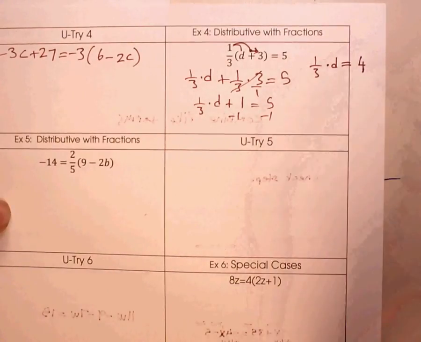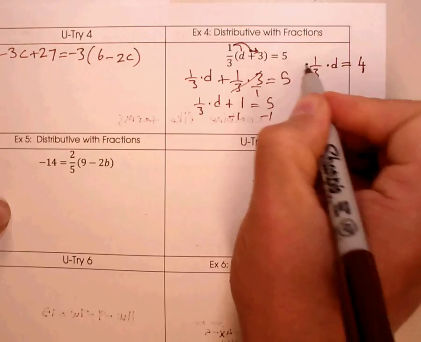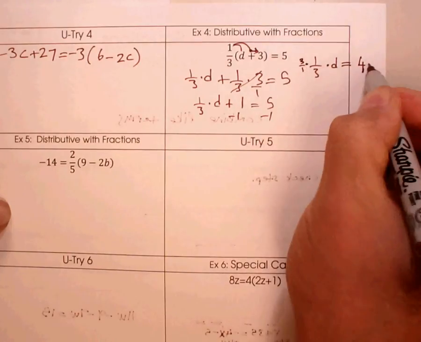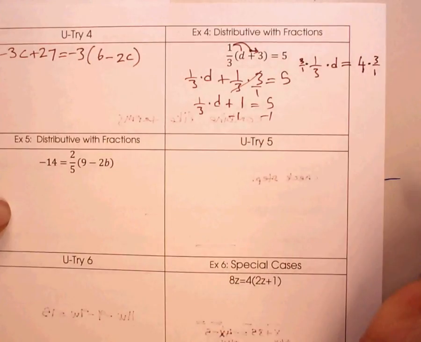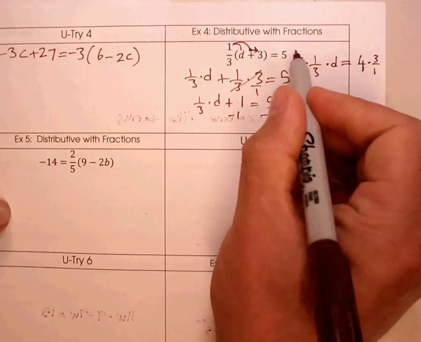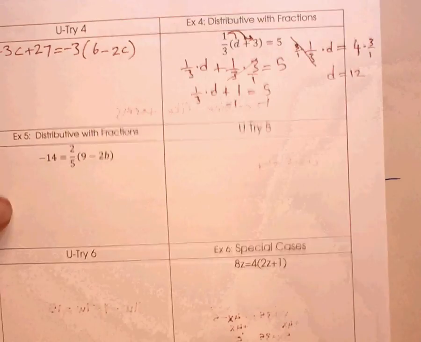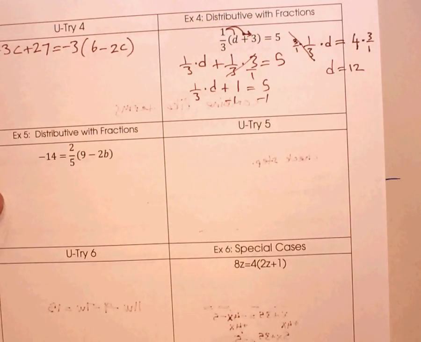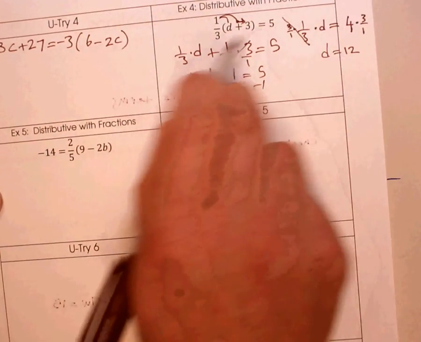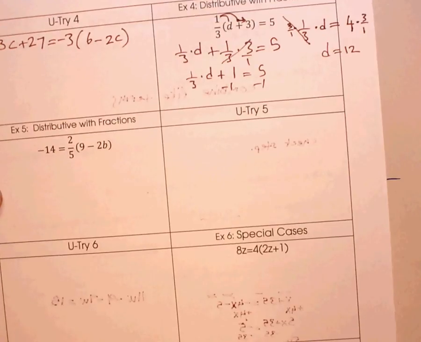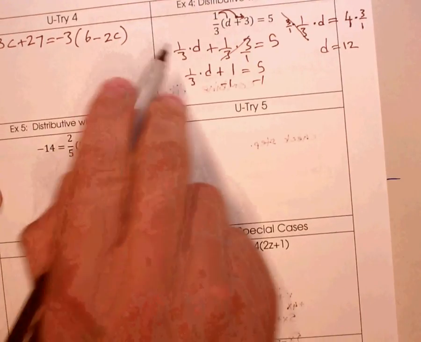To get rid of the 1/3, I will multiply by its reciprocal, 3 over 1, on each side. These will simplify. Then d is equal to 12. We can again check our work by substituting this value back into the original equation and following order of operations to see if the left side will be equal to the right side.